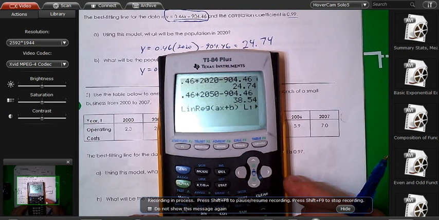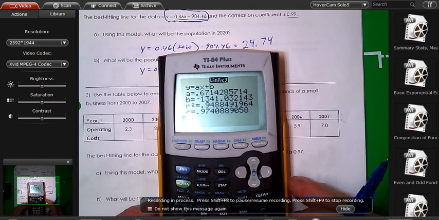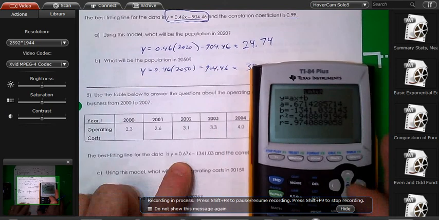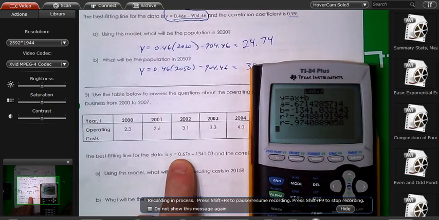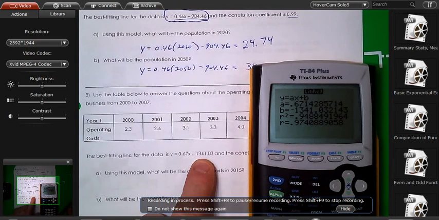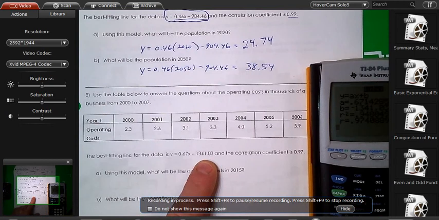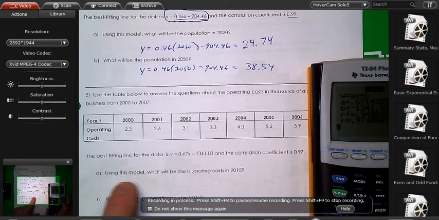So let's confirm that our A and B values are the same as what they've got. Yes, they are. A is 0.67, B is negative 1341.03, and the R value is 0.97. So this is a positive correlation. It's almost 1. That means it's a very strong correlation between years and operating cost. So in this model, what will be the operating cost in 2015?